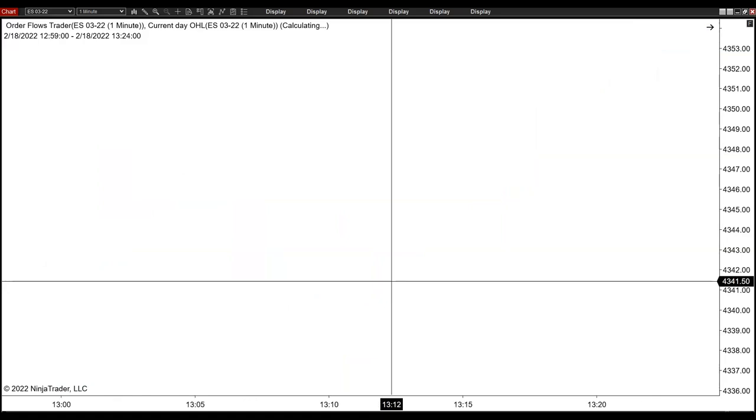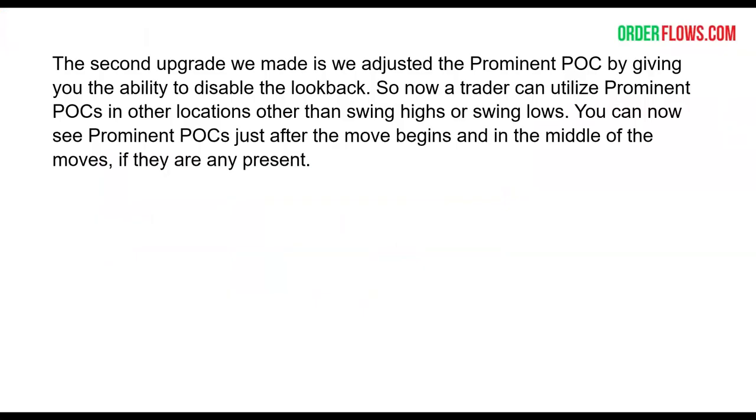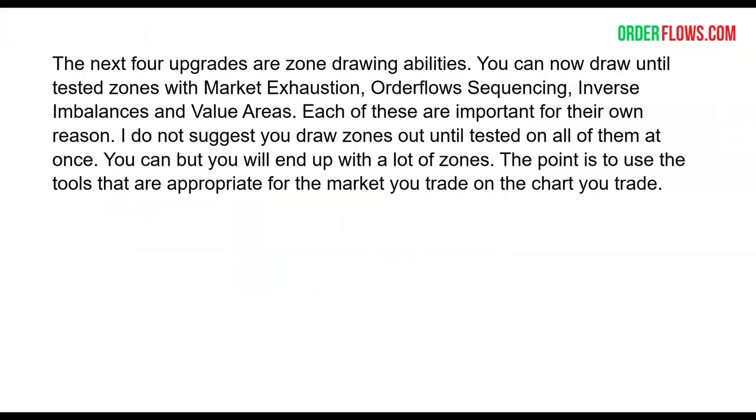Okay, so that was an enhancement, right? I said these were some new tools and enhancements, right? This is an enhancement to an existing tool. So you're taking the tool and making it better. Now the next 4 upgrades are zone drawing abilities. So they deal with market exhaustion, order flow sequencing, inverse imbalance, and value areas. Now, each of these is important for its own reason.